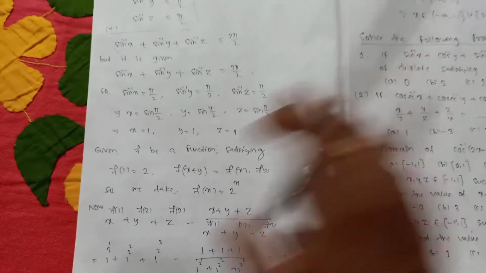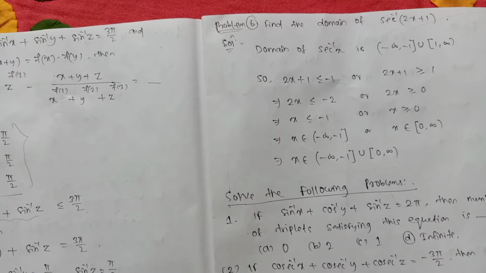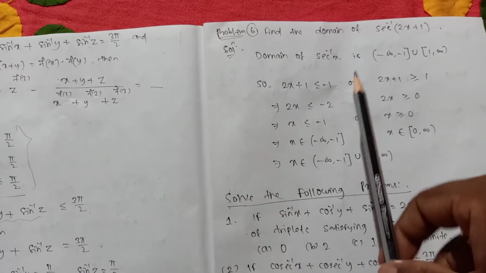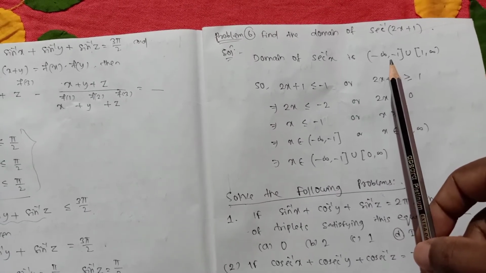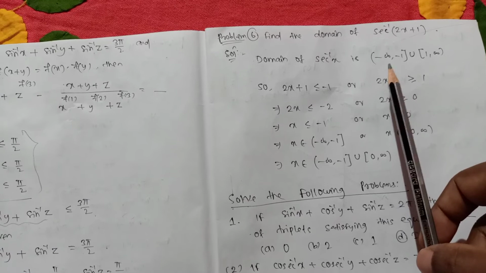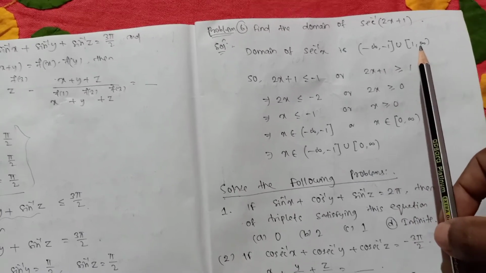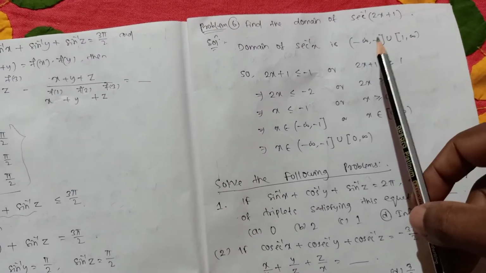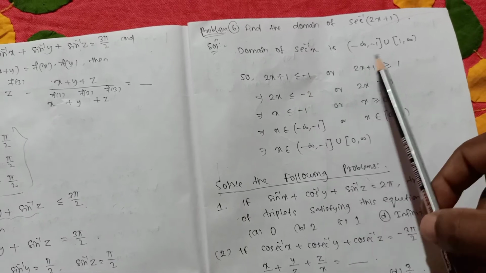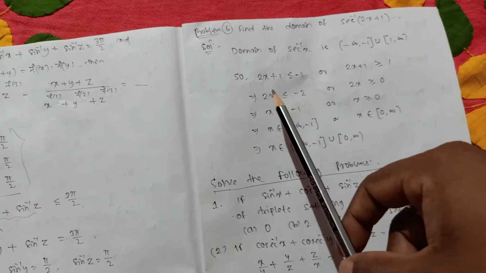Now come to the next problem. Find the domain of the function sec inverse of 2x plus 1. Remember the domain of sec inverse is R minus the open interval (-1, 1), which is minus infinity to minus 1, union 1 to infinity. So whatever you take in place of this term must be either less than or equal to minus 1 or greater than or equal to 1.